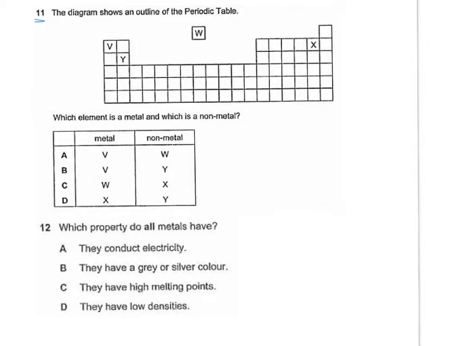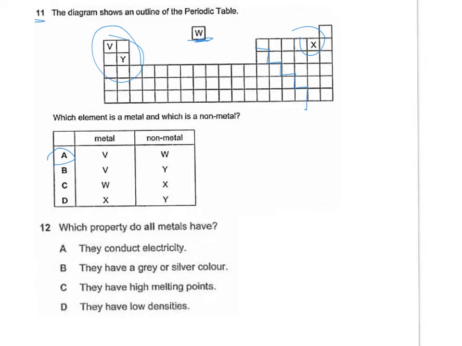Question 11, another question on the periodic table. You've already known how to draw the zigzag line. So the metals here would be V and Y. Non-metal will be X. Hydrogen actually is also a non-metal. So the best answer here would actually be A.